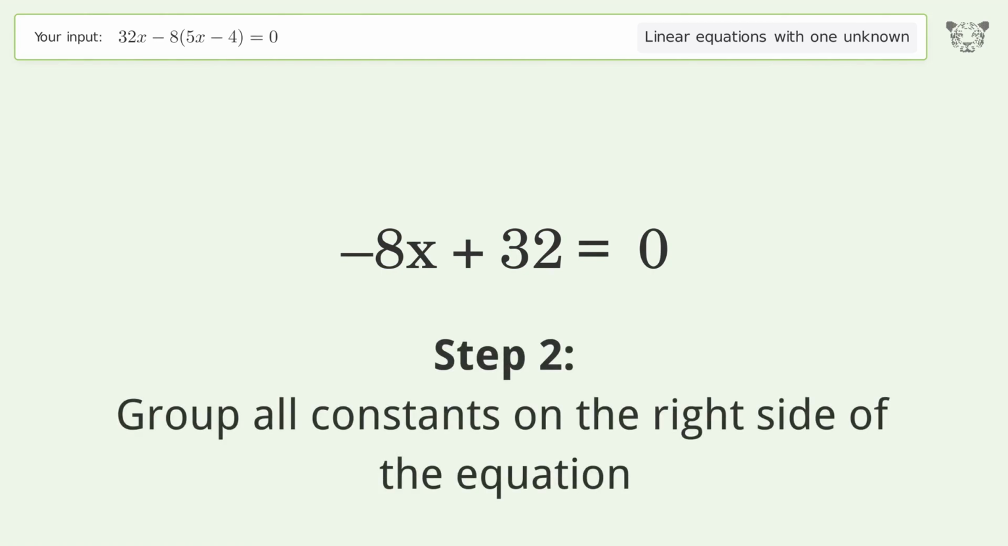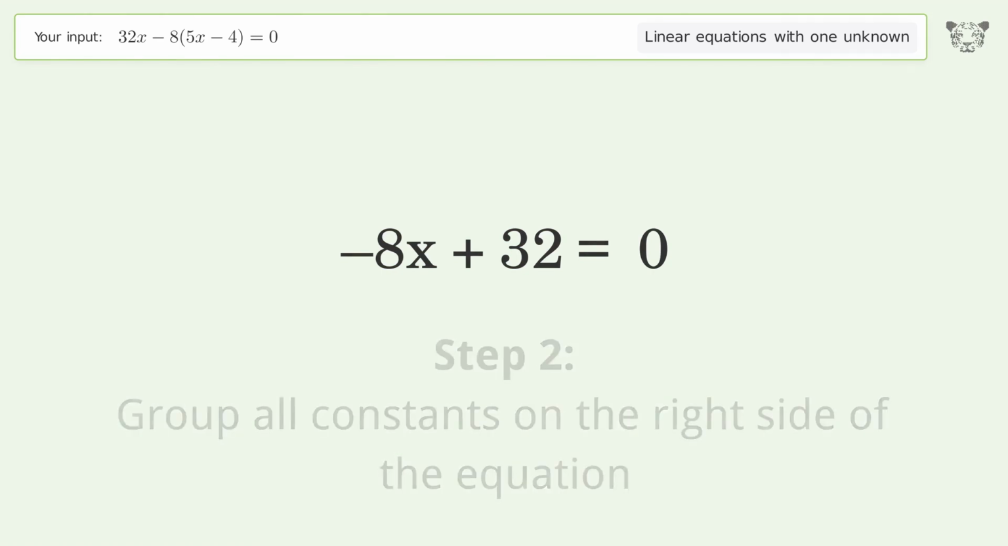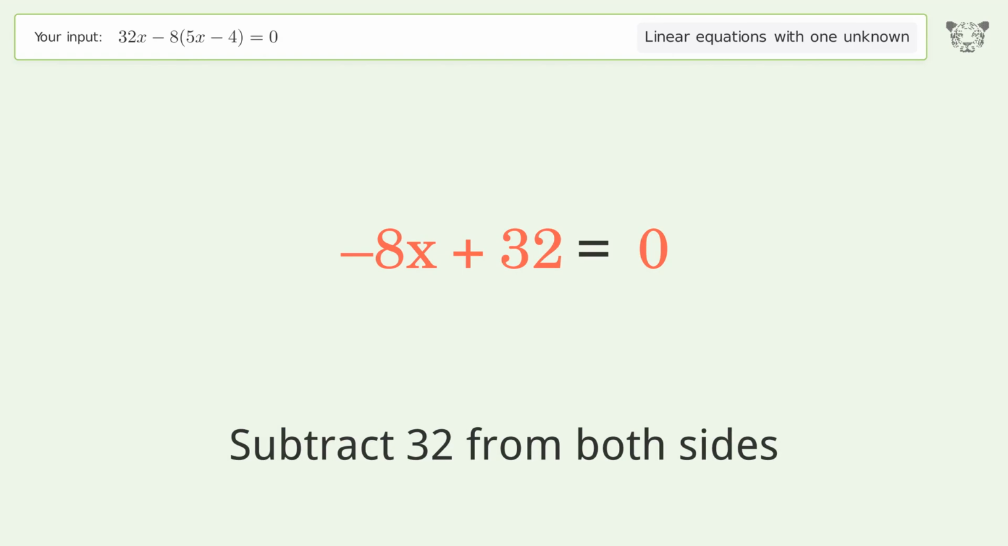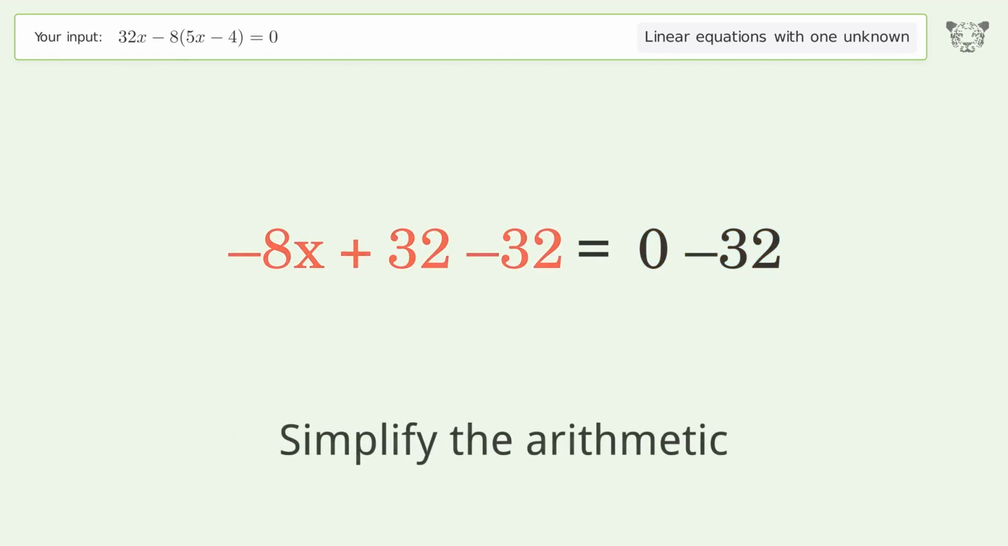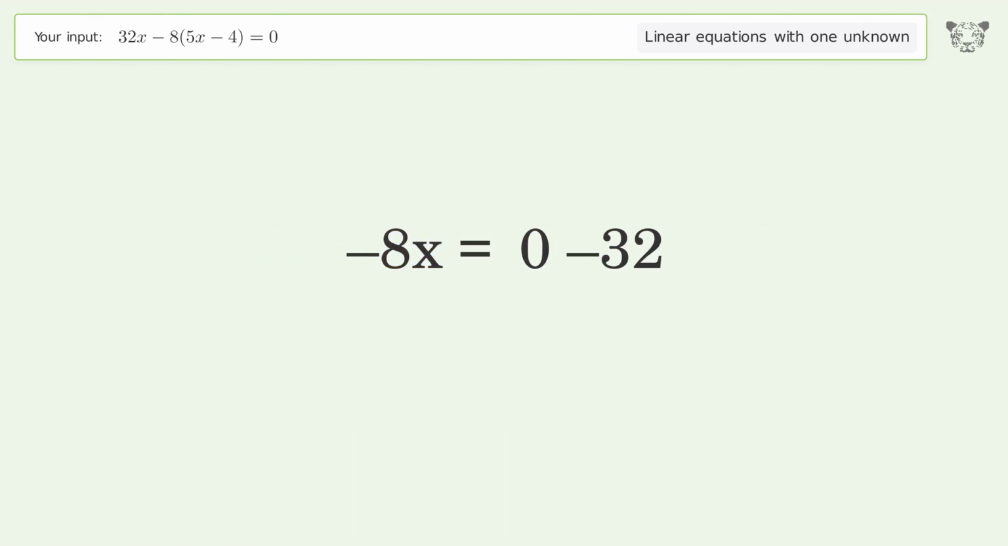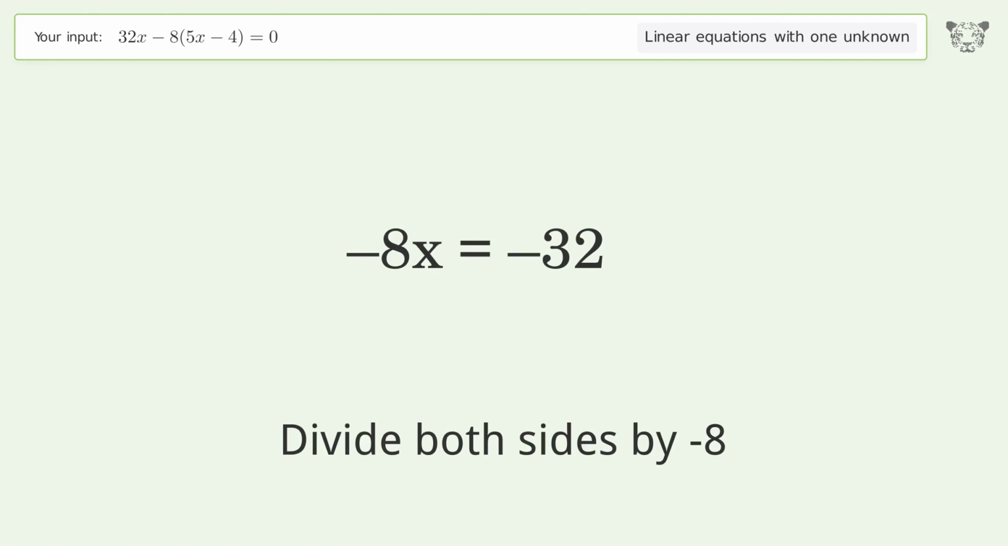Group all constants on the right side of the equation. Subtract 32 from both sides. Simplify the arithmetic. Isolate the x. Divide both sides by -8.